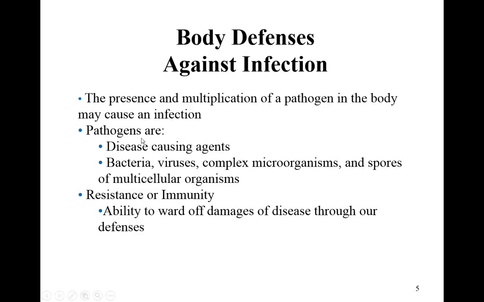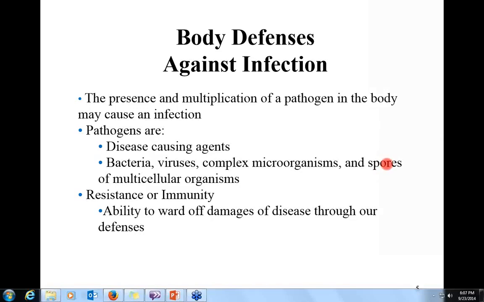Pathogens, let's talk about what a pathogen is. A pathogen is a disease-causing agent. These agents can be bacteria, viruses, complex microorganisms like tapeworms or pinworms, and spores of multicellular organisms. These are things like fungus, and that causes athlete's foot and ringworm.